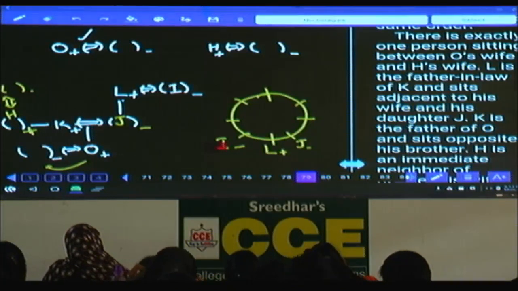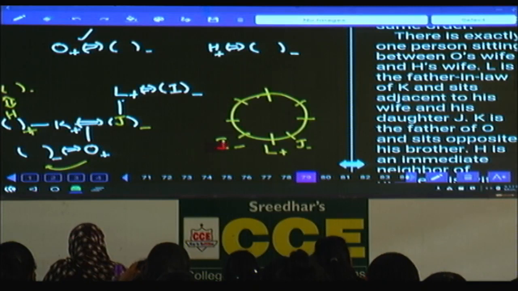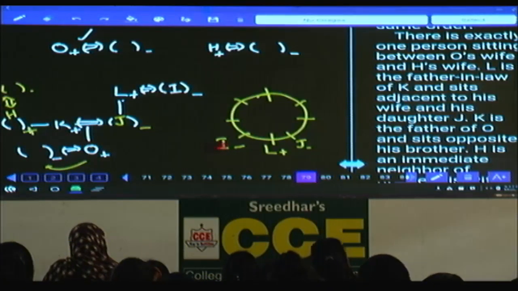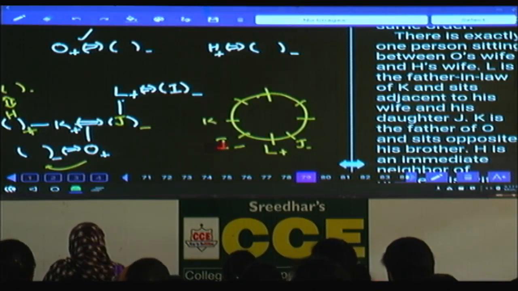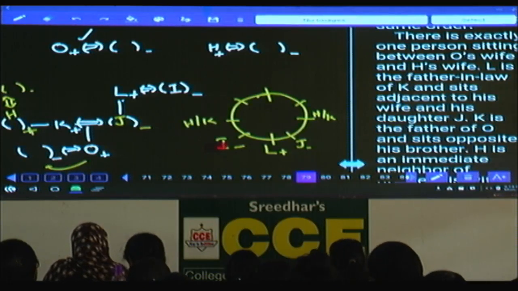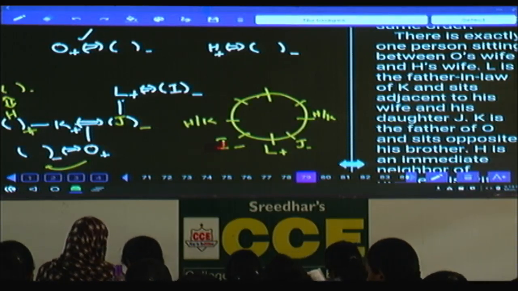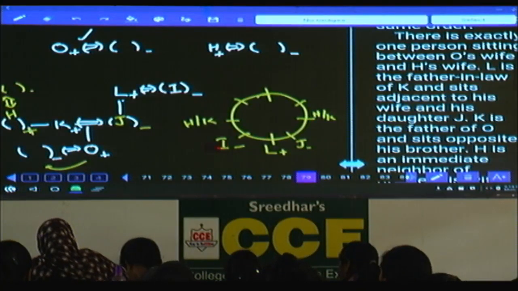K is the father of O and sits opposite to his brother. Now, who is the brother here? K and H. K and H are siblings to each other. As K and H are opposite to each other, what are the different possibilities we have? If K is here, H will be here. Or if K is here, H will be here. K and H are opposite.